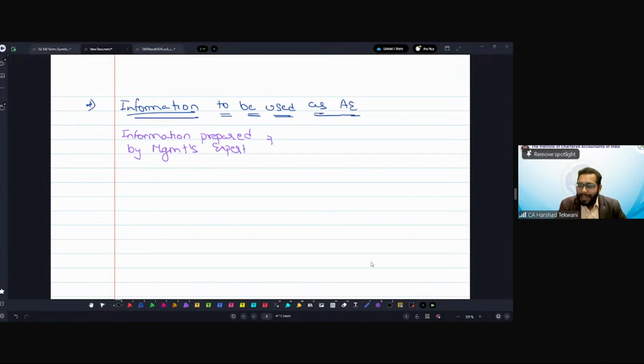So you tell me, let's say for example, management prepared detailed warranty calculations, on the basis of which the warranty provision has been booked. That warranty calculation has been performed by a management expert. The management expert provided you all the relevant data. What will you do?